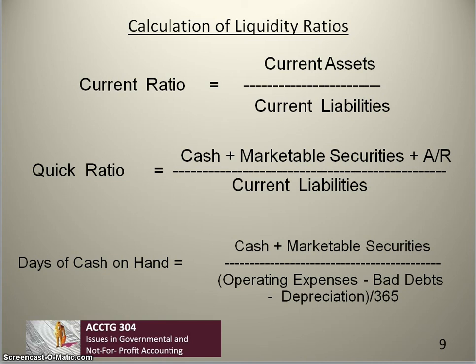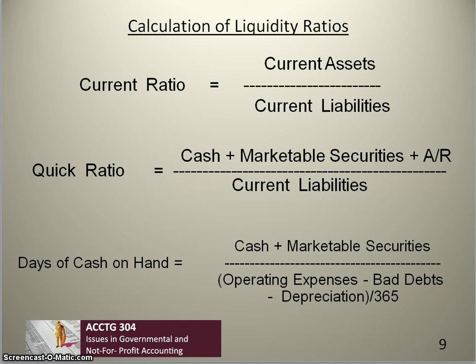In the case of all three of these ratios, higher is better, in that a higher value for the ratio indicates greater liquidity. So if these ratios are higher than the average for the industry or higher than for comparable organizations, and they are increasing, that's an indication of strong and improving liquidity for an organization.